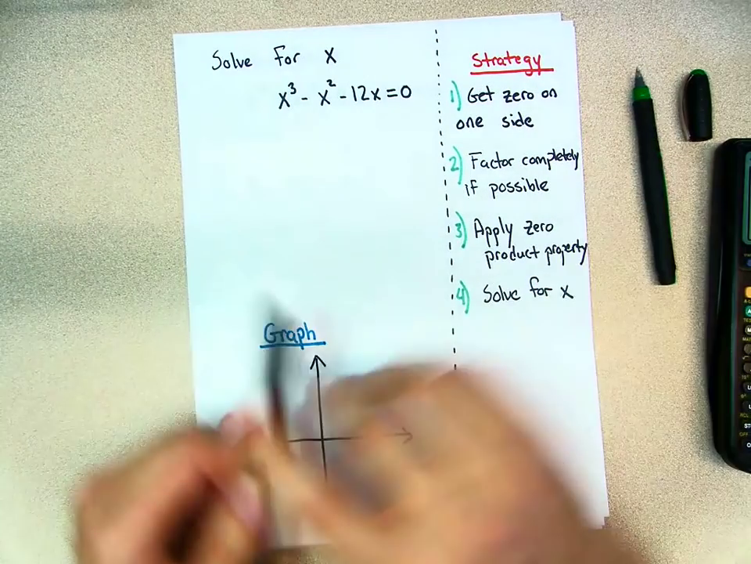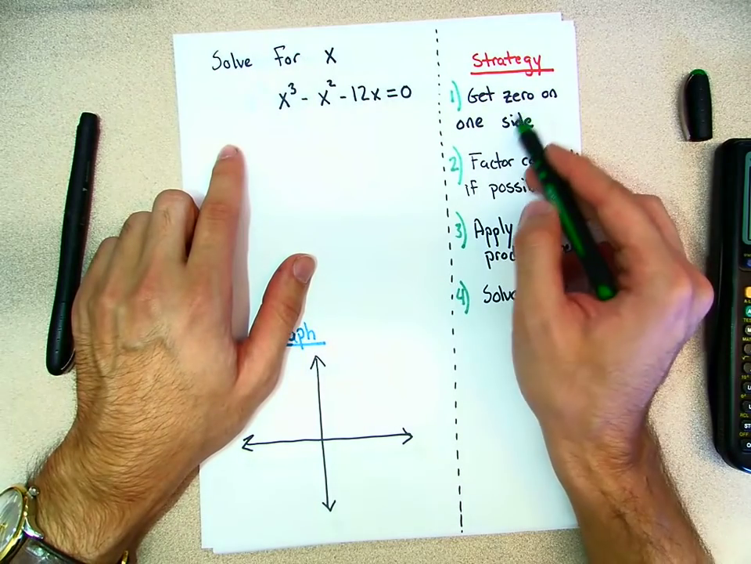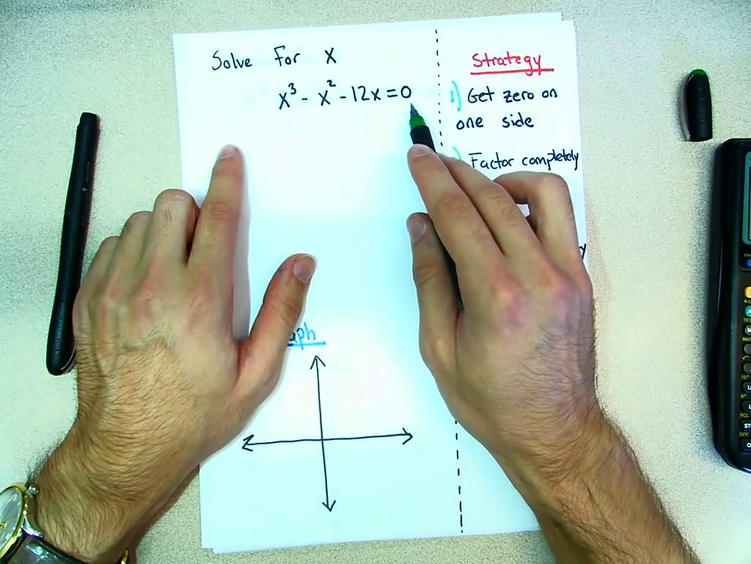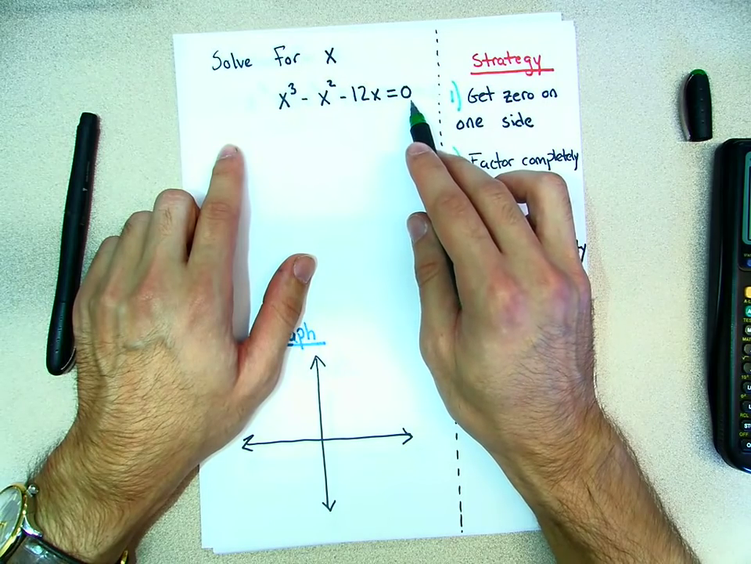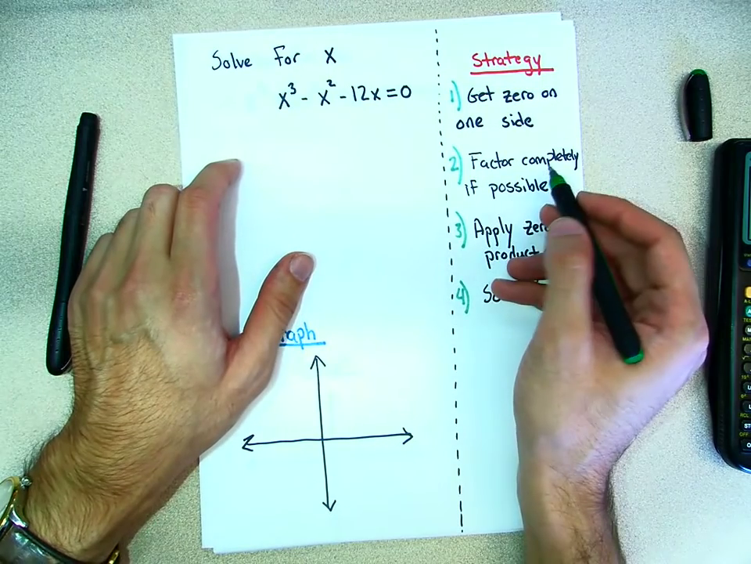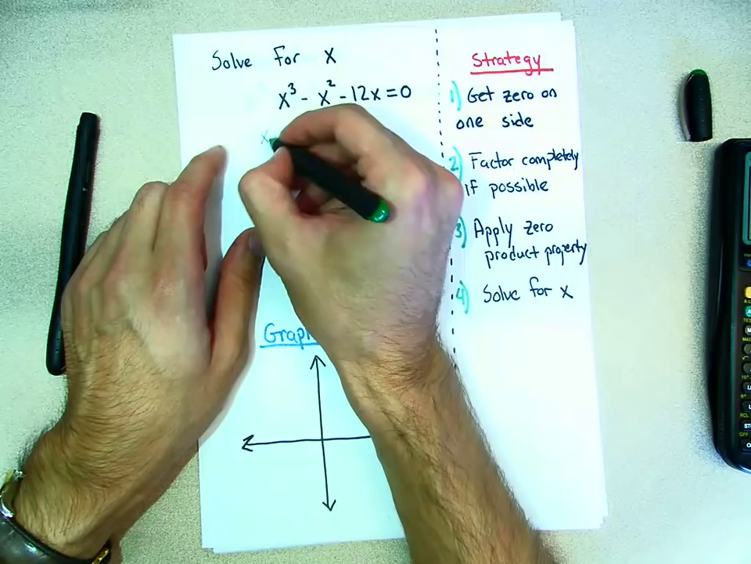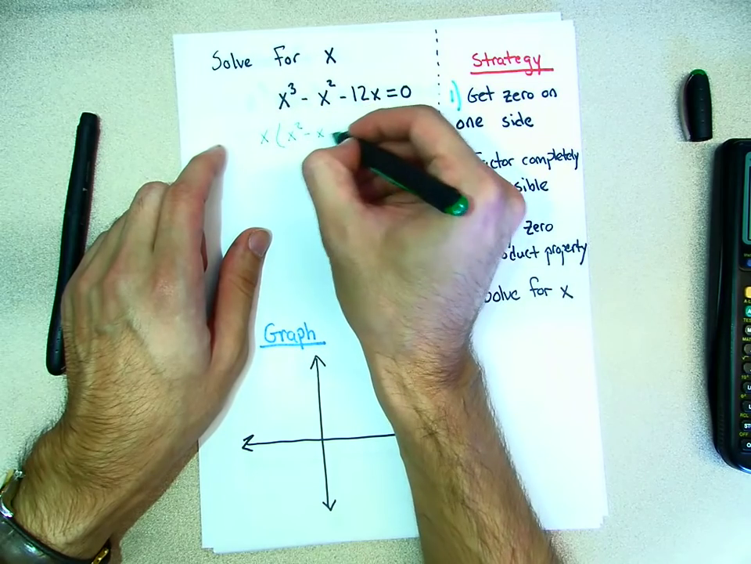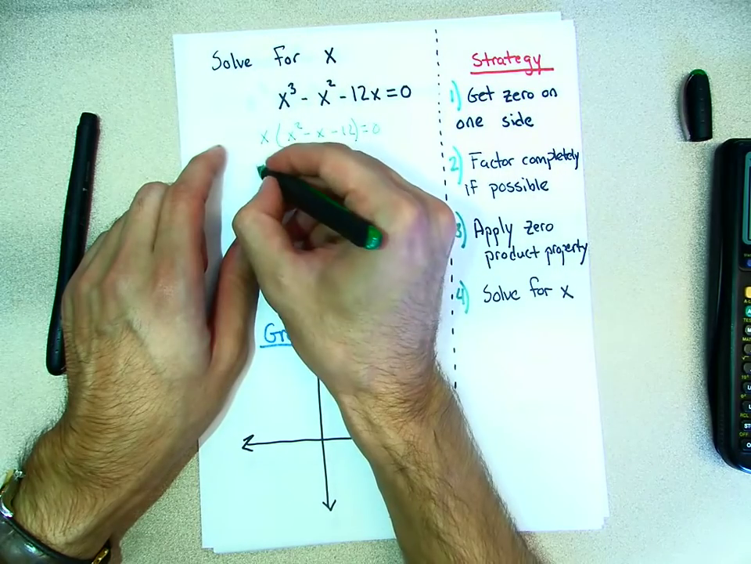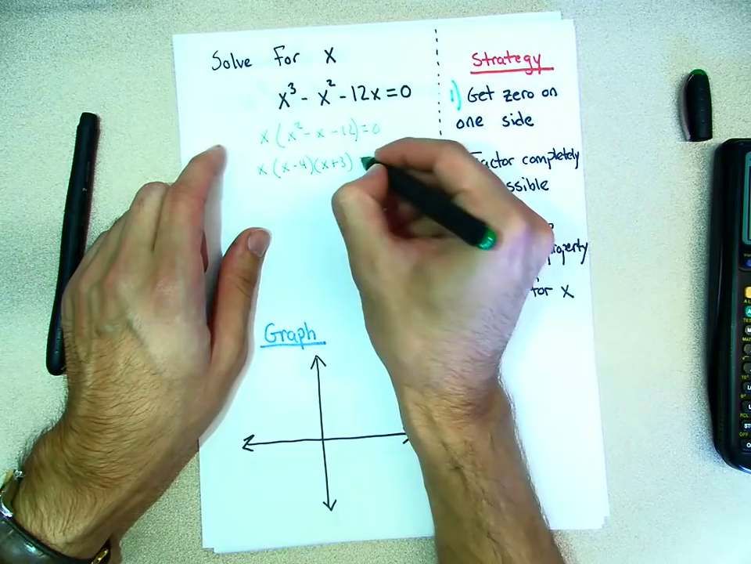Try and pause the video and do it by yourself. But if you want to see how it's done, what's the first move? Always make sure we have 0 on one side. Right now you're saying, oh, Mr. Zero's already there, but just remember that. Move 2, factor completely, if possible. So let's factor. How did it factor? It was something like this, and then we have to factor again. So x minus 4, x plus 3, equals 0.